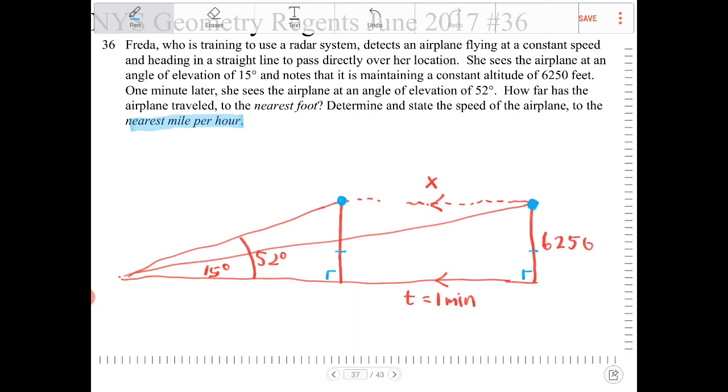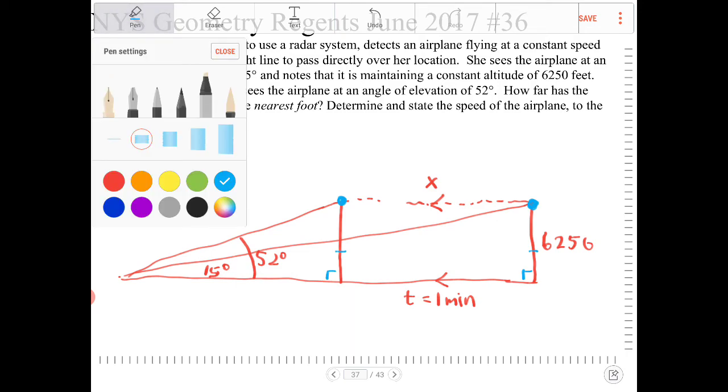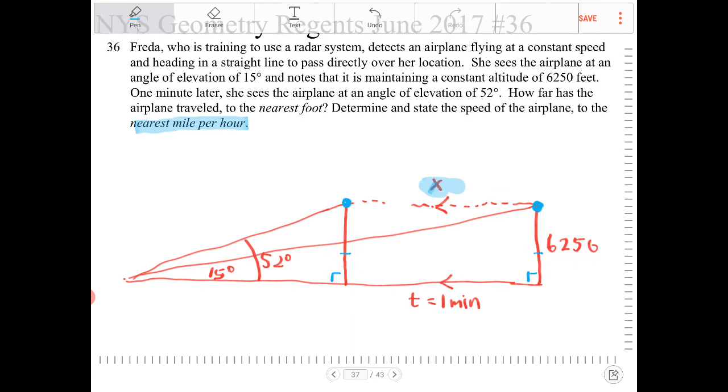Notice that we have two right triangles here: one with an angle of 15 degrees and another with an angle of 52 degrees. What we're going to do is determine the distance that the plane has traveled in a single minute, which I have denoted as x right here. This is the length of the dotted line.